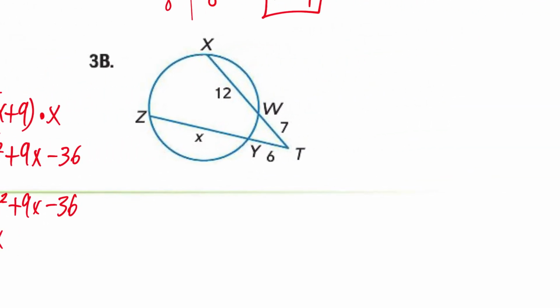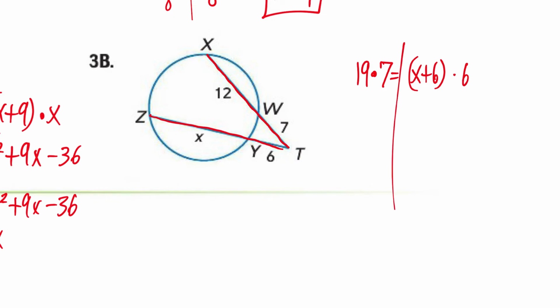Okay? All right, so let's go ahead. How long is this whole thing? Oh my gosh, my trying. 19. 19 times the outside piece. X plus 6. Oh, right. Yeah, you jumping the gun there. So 19 times 7. Now on the other one, how long is this whole thing? It's x plus 6 times 6. So 133 equals 6x plus 36. Minus 36.